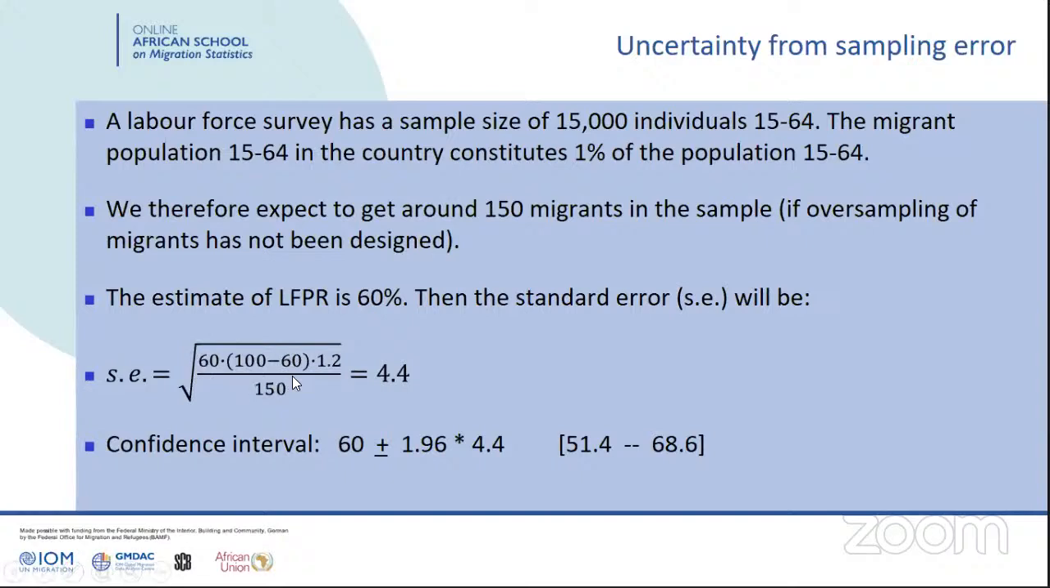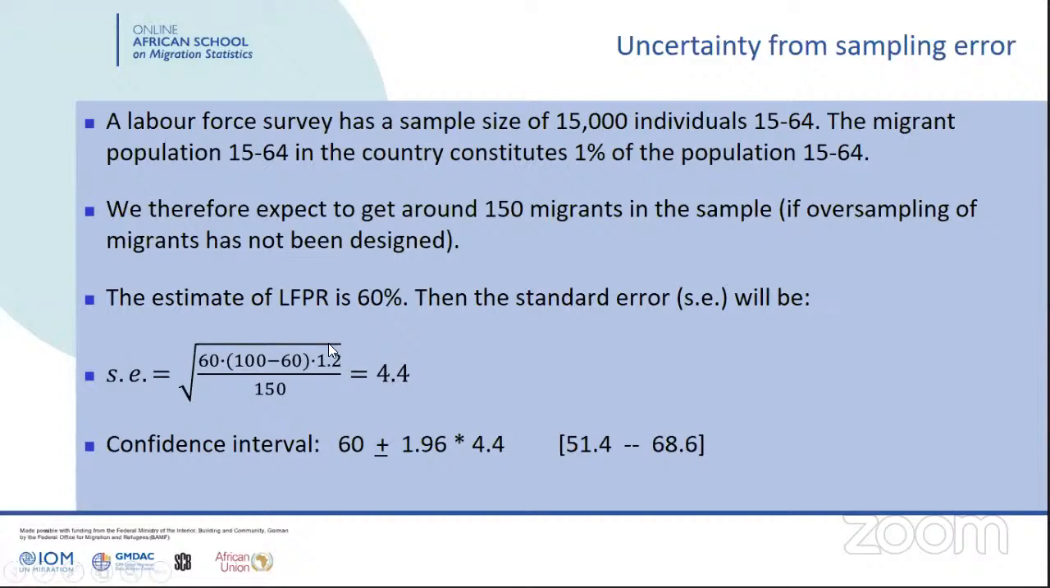You may be familiar with this formula. This is P times 1 minus P, or if it is percent, 100 minus P, over the sample size, square root. That is the usual formula for the standard error for a proportion.